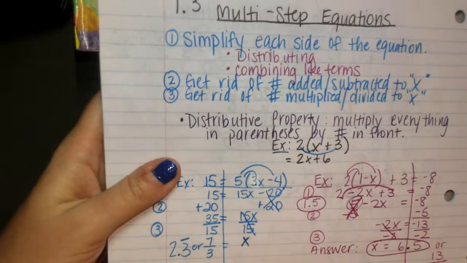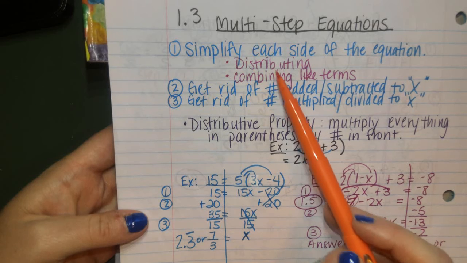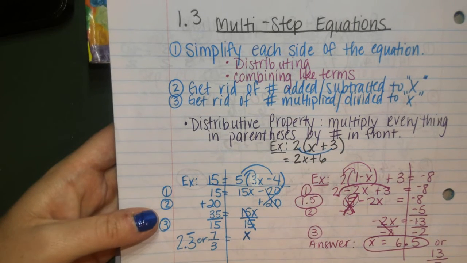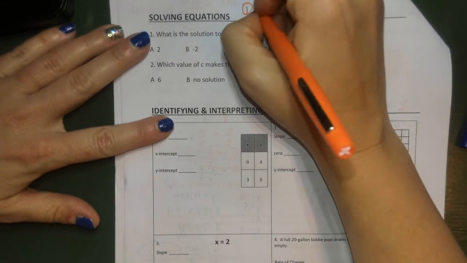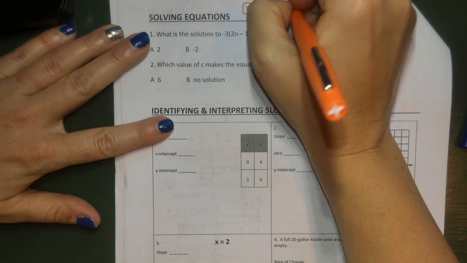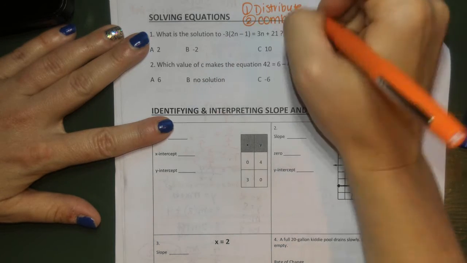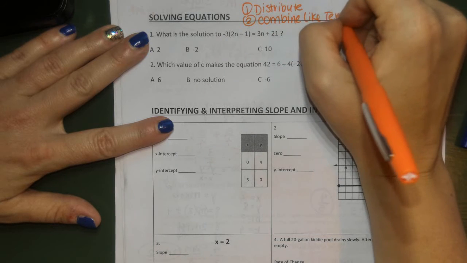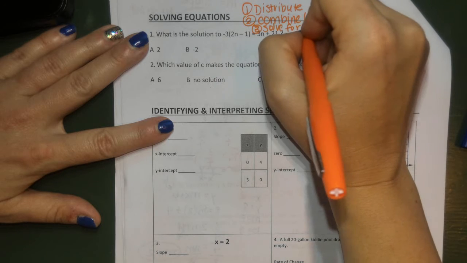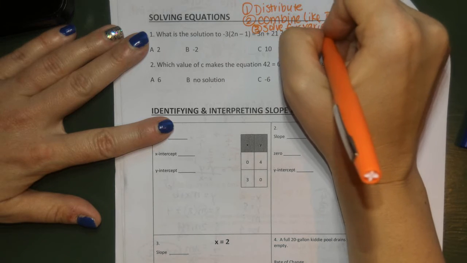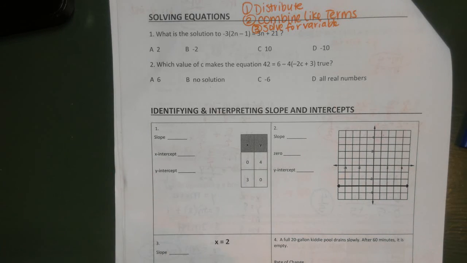Okay, here's our steps. When we solve a multi-step equation, we have to do any distributing first, combine our like terms, and then get x by itself. Okay. So distributing first, distribute first, combine like terms, and then solve for the variable. It's not always x. In fact, in that number 1, it's an n. Okay, so let's follow our steps.